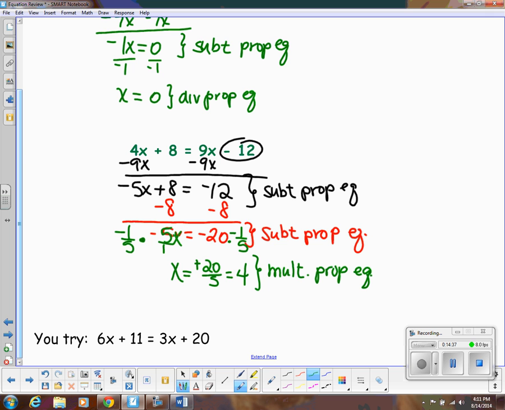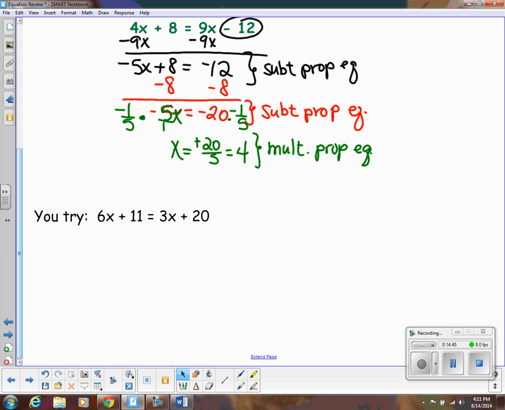Did I have to do it that way? No. I could have divided both sides by negative 5, at which point I would use the division property of equality. Reciprocal is really helpful when the coefficient is a fraction. Coefficient is the number. Negative 5 is a coefficient. It's the number attached to x.